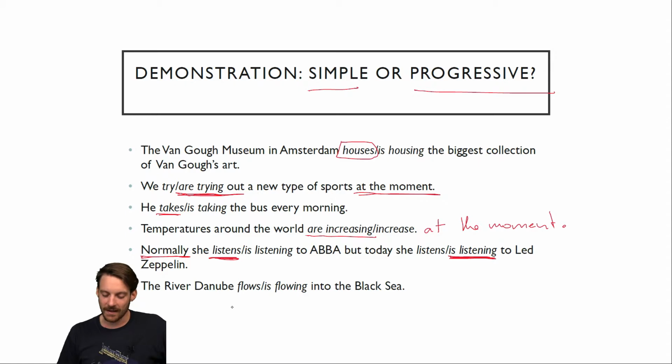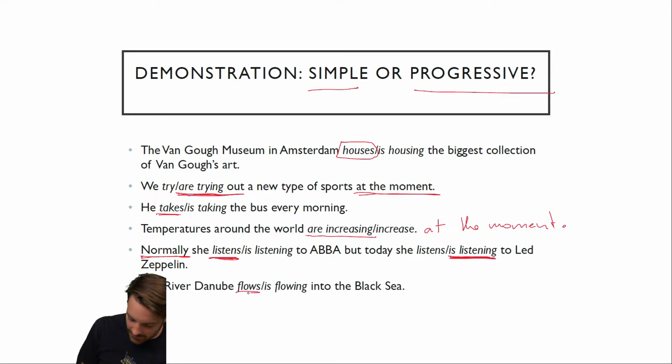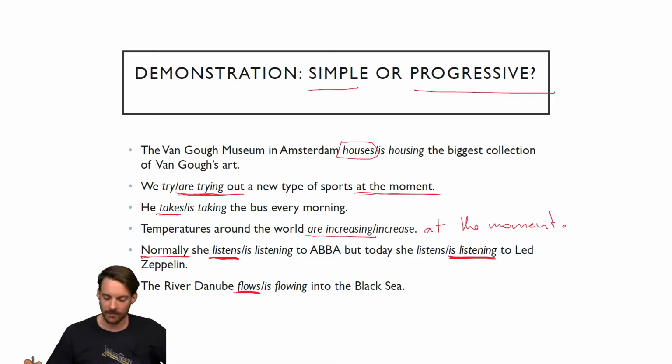The river Danube flows or is flowing into the Black Sea. Is the river Danube at the moment flowing, or generally? That's right, it generally flows into the Black Sea. Very easy.